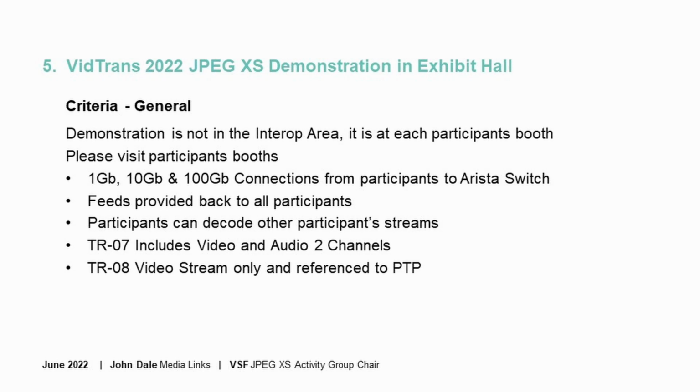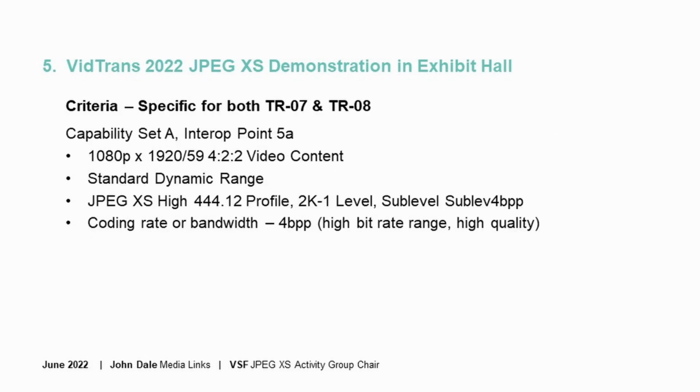We used 1080p video. TR07 was done with video and 2 channels of audio. TR08 was just the video stream. It's 1080p, 1920 by 1080, 59.94 video content, standard dynamic range. This was the JPEG XS High 444 profile, 2K-1 level, sub-level 4 bits per pixel. That's probably in the 250 to 300 megabit range for the video compression.